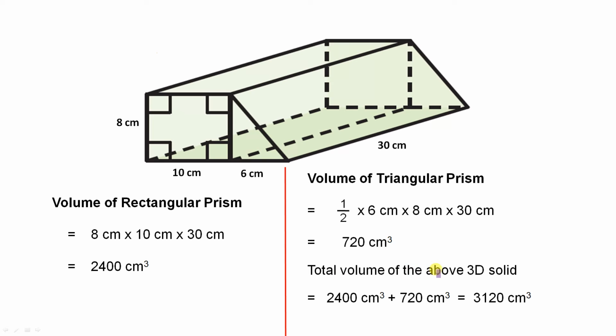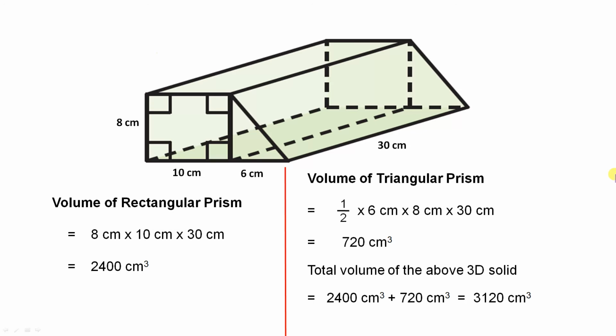So the total volume of the above 3D solid will be 2,400 cubic centimeters, which is the volume of the rectangular prism, plus 720 cubic centimeters, which is the volume of the triangular prism, and that gives us a total volume of 3,120 cubic centimeters.